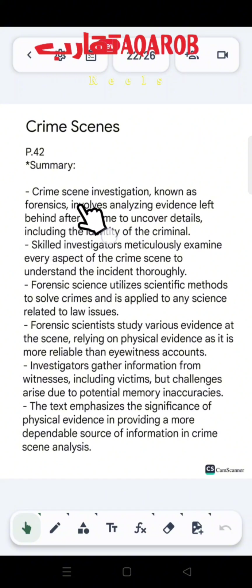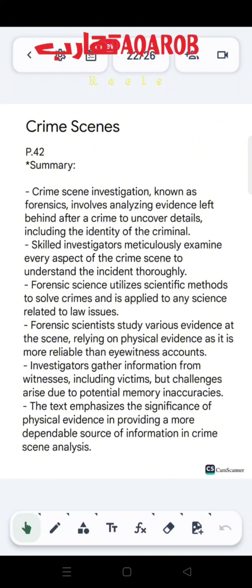Summary: crime scene investigations, known as forensics, involves analyzing evidence left behind after a crime to uncover details including the identity of the criminal. Skilled investigators meticulously examine every aspect of the crime scene to understand the incident thoroughly. Forensic science utilizes scientific methods to solve crimes and is applied to any science related to law issues.